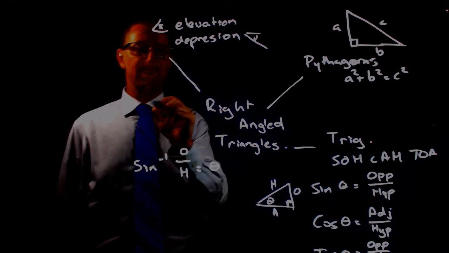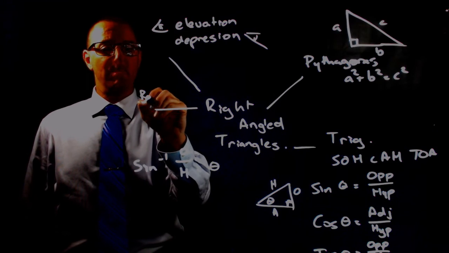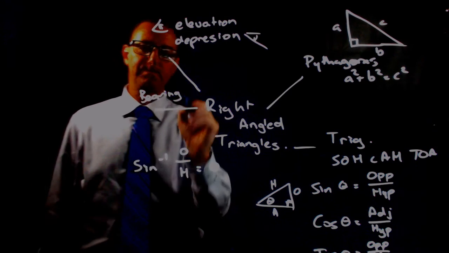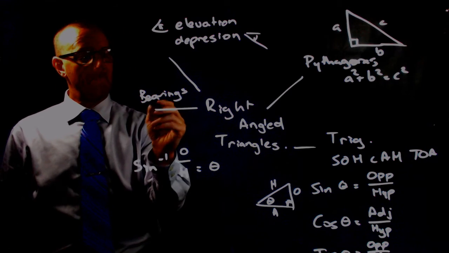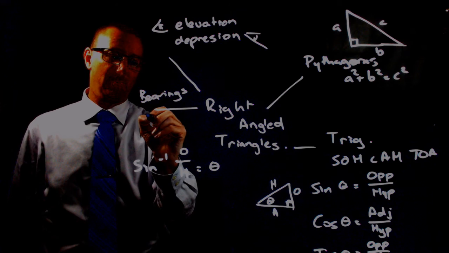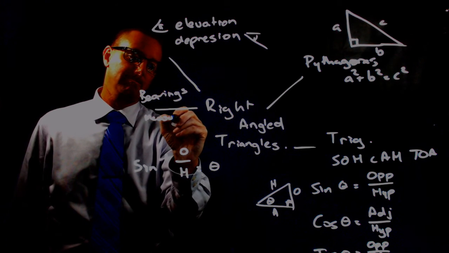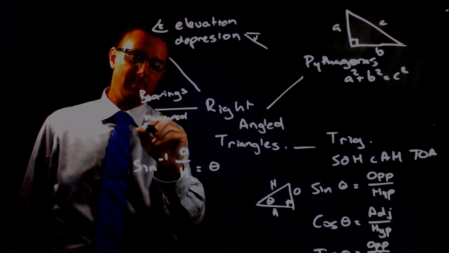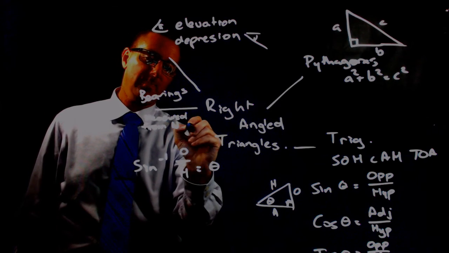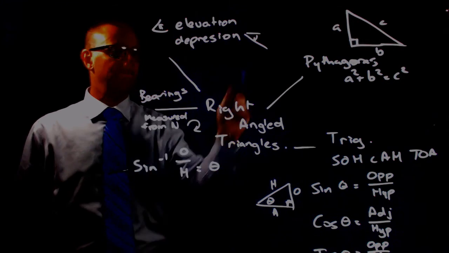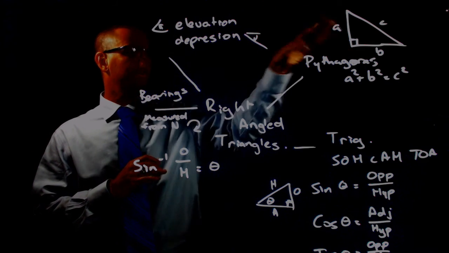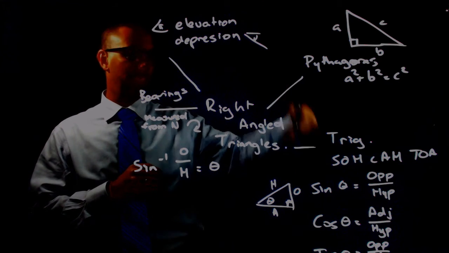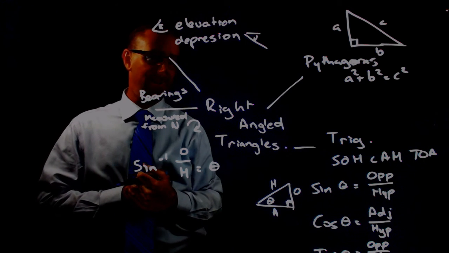We also learnt about bearings. So bearings are compass points, and on a compass, we can remember that they're measured from north, from north in a clockwise direction. So when we have a bearing of 180 degrees, we'd start at north, measure 180 degrees in a clockwise direction, and that would end up heading directly south.